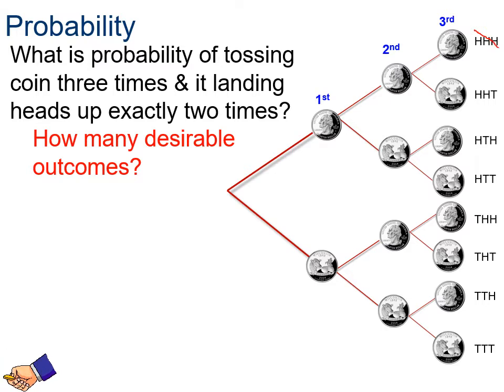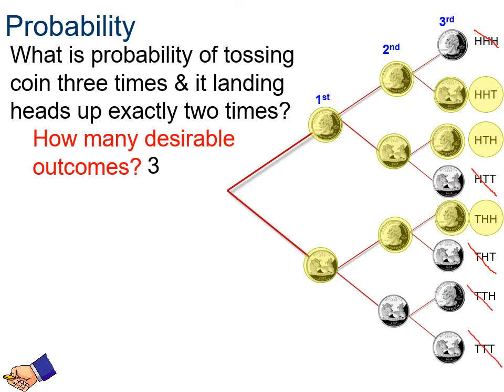How about heads, heads, tails? Well, is that desirable? Yeah, that's landing heads up twice, so that works. How about heads, tails, heads? Well, we got 2 heads, so that one's desirable. That one's good. How about the next one? Heads, tails, tails. Nope, we've only got 1 head, so we'll cross that one out. How about tails, heads, heads? All right, that's fair because we got 2 heads, so that one works. How about tails, heads, tails? Nope, we only have 1 head. Tails, tails, heads? Nope, only 1 head. Tails, tails, tails? No heads.